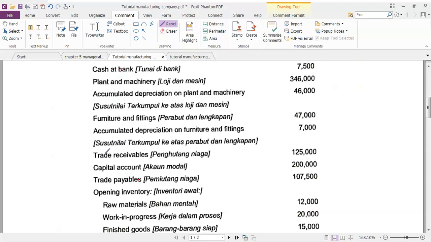Okay. So once again, trade receivable, same with account receivable. And then capital. Okay, capital is modal. Trade payable, account payable.